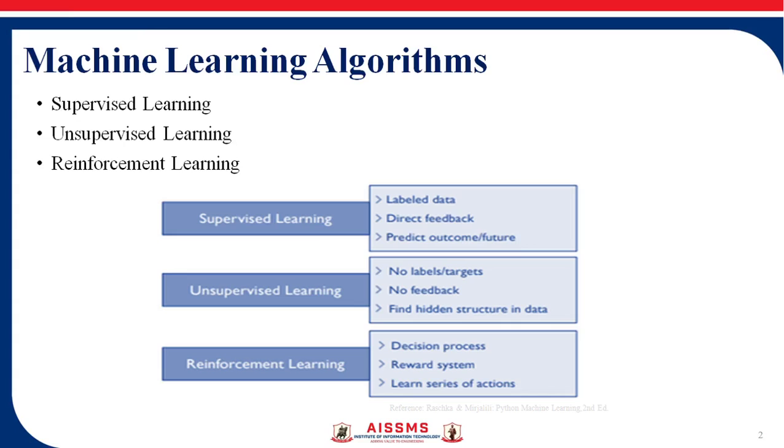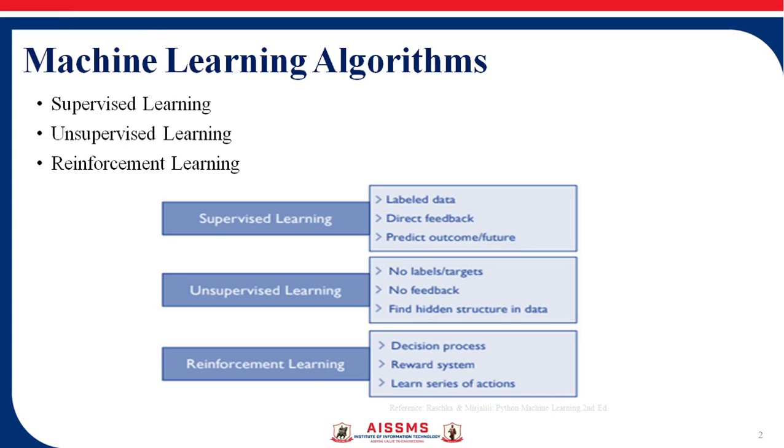Then we have third, semi-supervised learning. In semi-supervised learning, the training data includes a few desired outputs. So in semi-supervised, some data can have labels and some may or may not have labels. So it can be a combination of supervised and unsupervised learning. And next we have reinforcement learning.